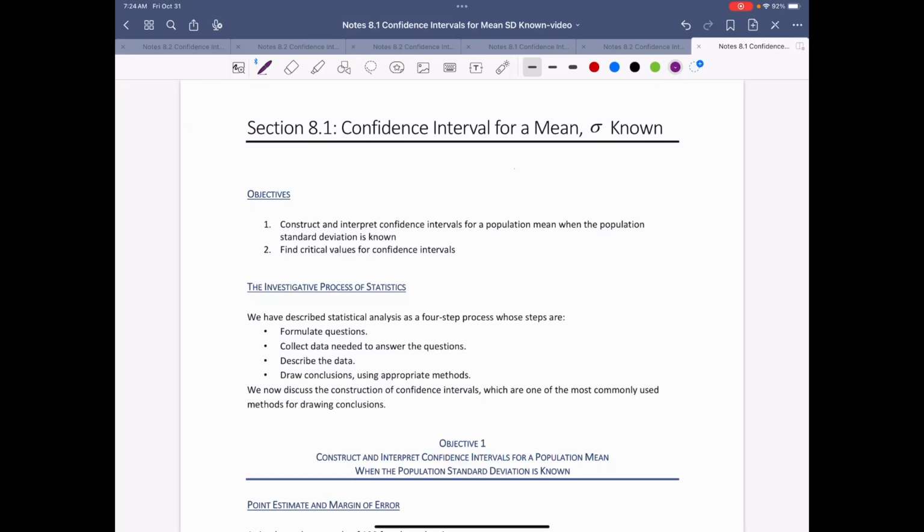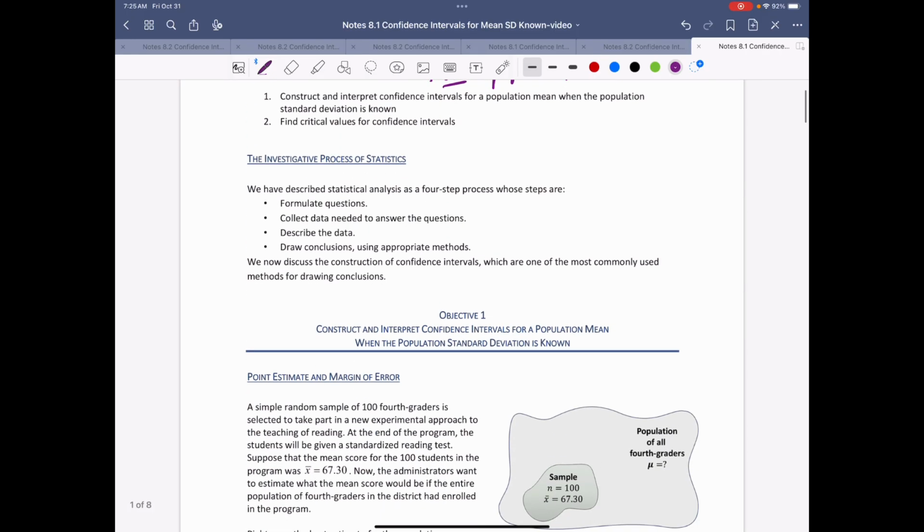In this lesson, we're going to learn how to construct confidence intervals for the mean when we know sigma. And if you remember, sigma is a standard deviation that comes from the population, not from the sample. And when we do statistics, what we want to do is come up with a question. We collect data to answer the question, describe the data, and draw conclusions.